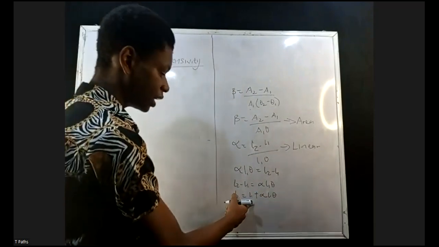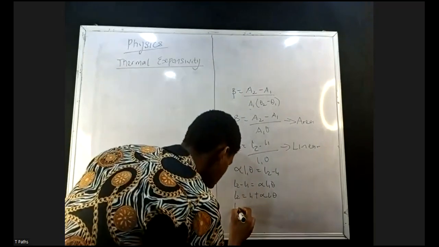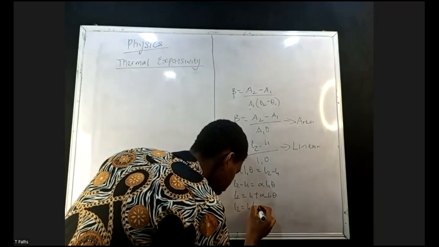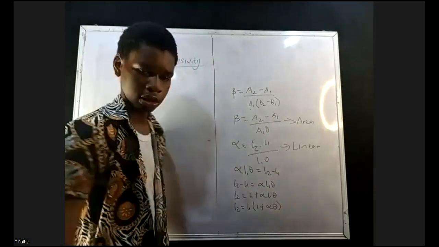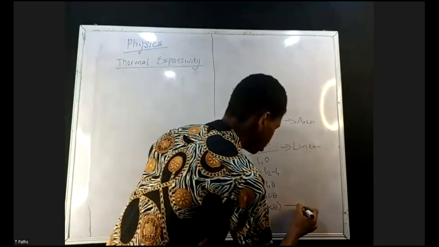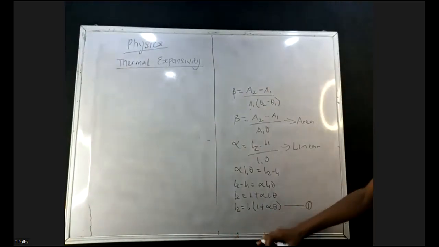Here I can make L1 common, so I can bring L1 out. This will become L2 equals L1 open bracket 1 plus alpha theta. Let me call this equation one, though I don't think it's necessary. We'll just refer back to this equation one. So I got this from my linear expansivity.